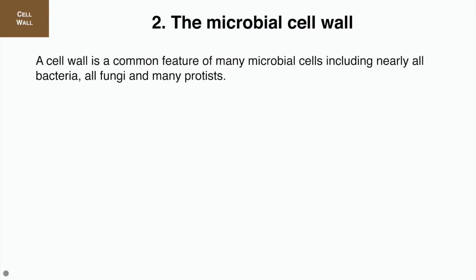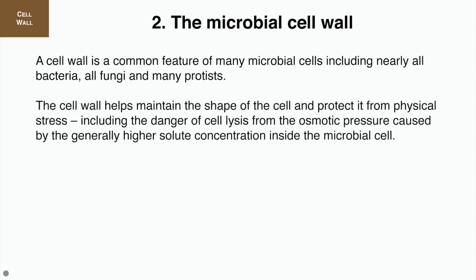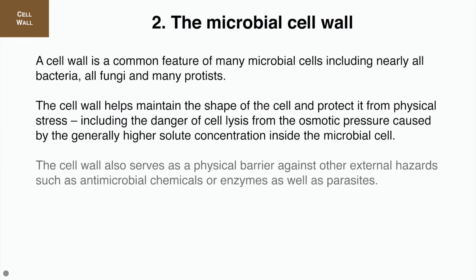A cell wall is a common feature of many microbial cells, including nearly all bacteria, all fungi, and many protists. The cell wall helps maintain the shape of the cell and protect it from physical stress, including the danger of cell lysis from the osmotic pressure caused by the generally higher solute concentration inside the microbial cell. The cell wall also serves as a physical barrier against other external hazards such as antimicrobial chemicals or enzymes, as well as parasites.